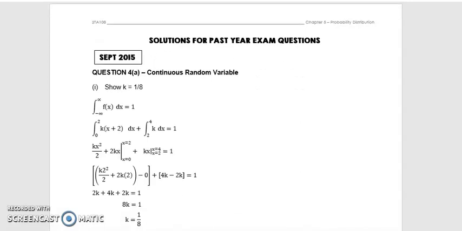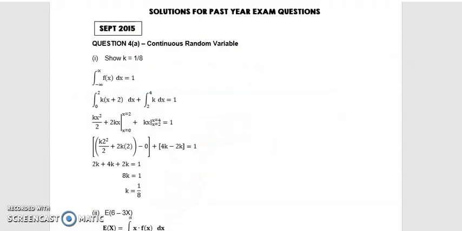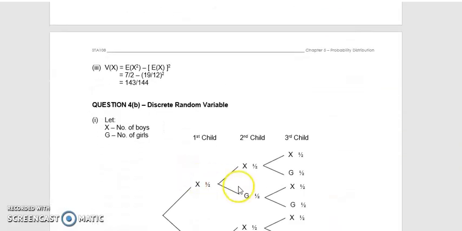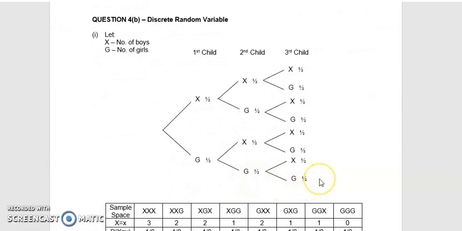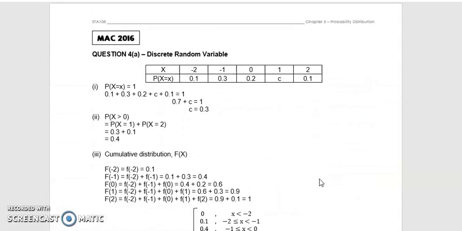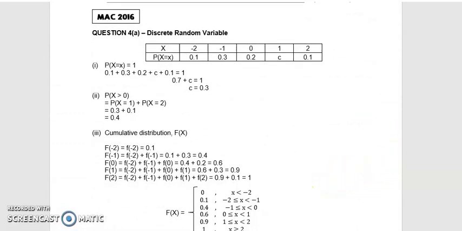In your books, I already gave full solutions and working for past year exams from September 2015 until December 2019. I hope you make use of these examples that I gave you. Very complete answers. I hope this will help you in continuous random variables. That's all for chapter 5 and we have already finished STA 108.